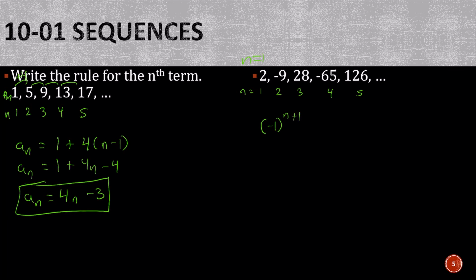Therefore, when n is 1, it would be negative 1 squared, which is positive. When n is 2, it would be cubed. Negative 1 to the third is negative, which fits our second spot. So we want that. And then our pattern. What is our pattern?